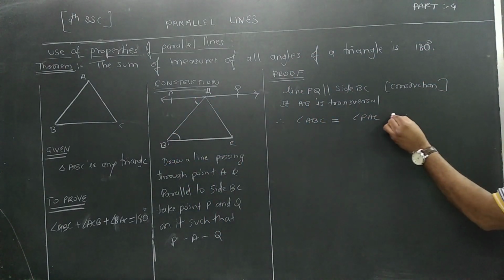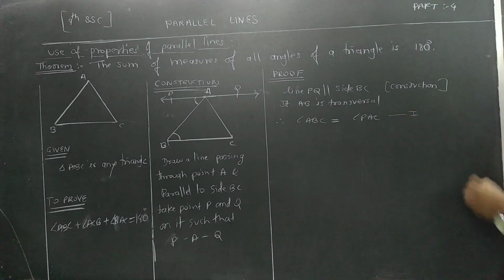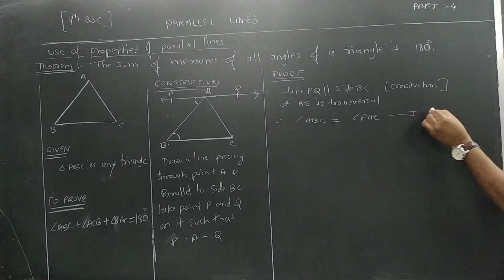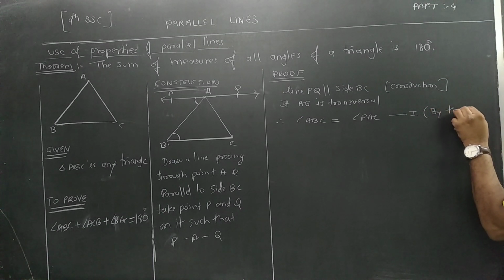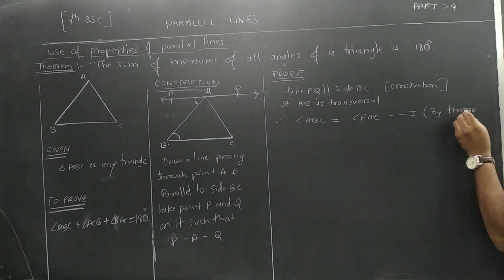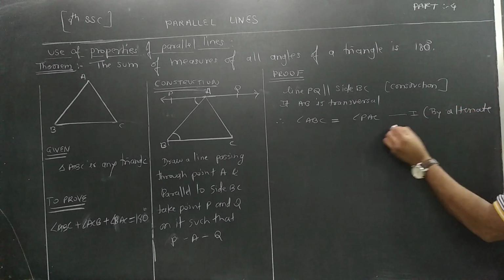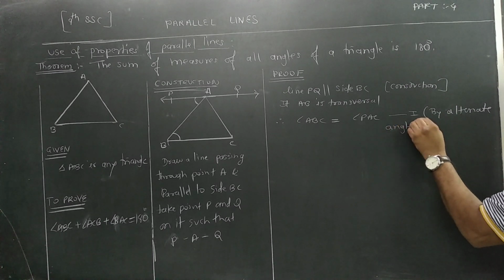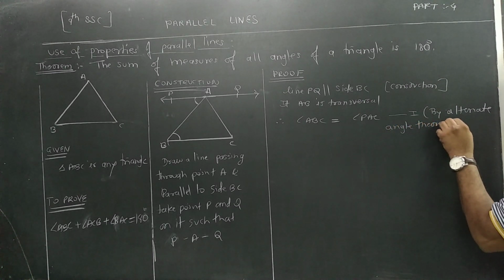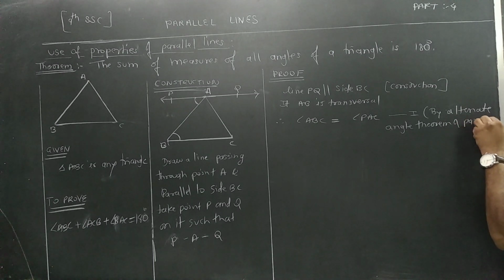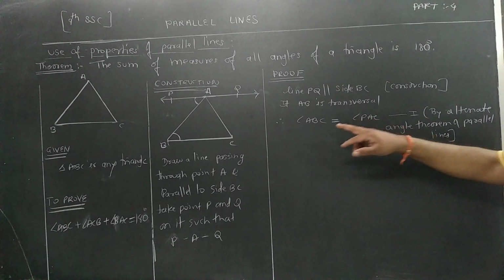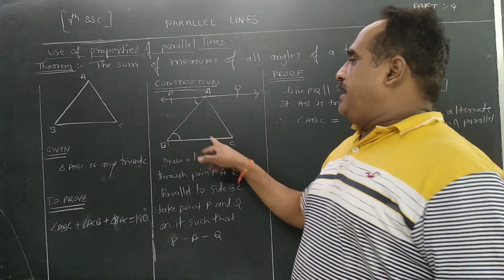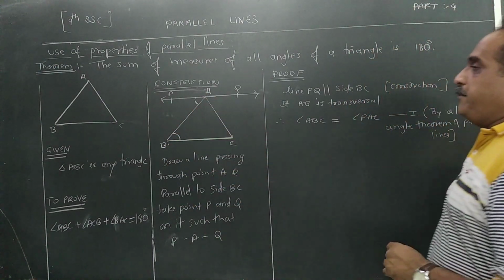The result you are going to write as equation 1, and you are going to write by theorem, what is that? Alternate angle theorem of parallel lines. Once again, this angle ABC is congruent to angle PAB.